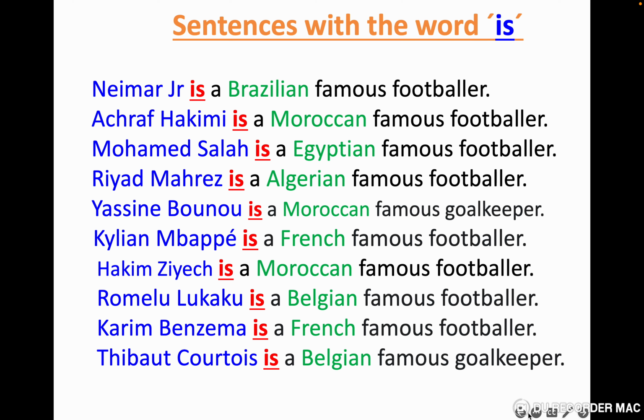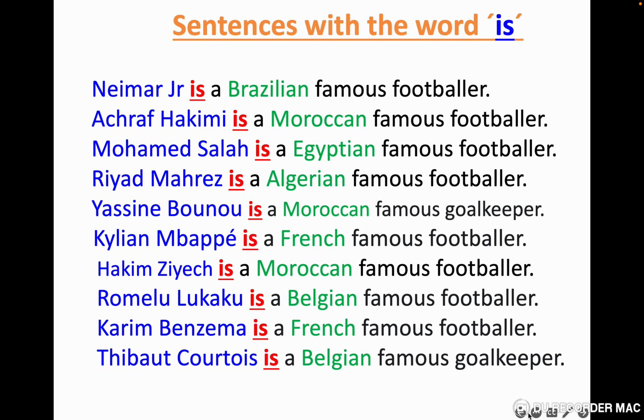Neymar Jr. is a Brazilian famous footballer. Ashraf Hakimi is a Moroccan famous footballer. Mohamed Salah is an Egyptian, so it's an, not a, an Egyptian famous footballer. Riyad Mahrez is also here an Algerian famous footballer. Yassine Bono is a Moroccan famous footballer. Kylian Mbappe is a French famous footballer. Hakim Ziyech is a Moroccan famous footballer. Romelu Lukaku is a Belgian famous footballer. Karim Benzema is a French famous footballer. Thibaut Courtois is a Belgian famous footballer. So here we need to write the nationality of these players, footballers and goalkeepers, and we need to write the job, footballer or goalkeeper.